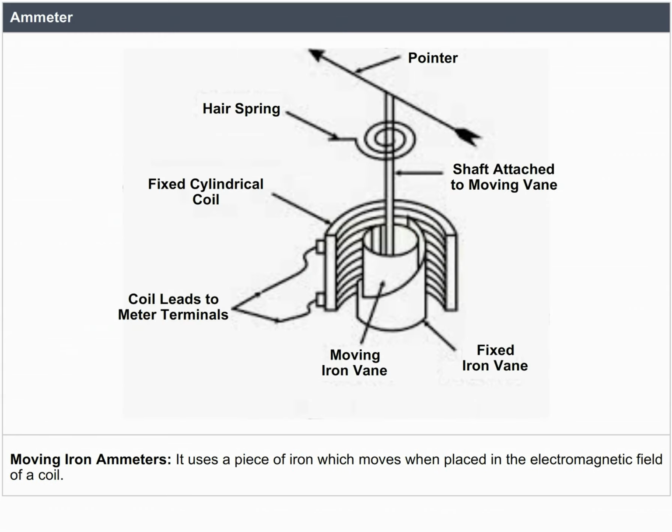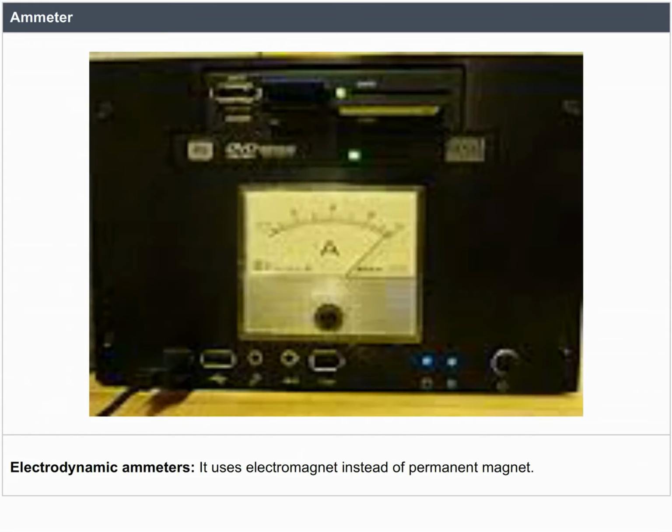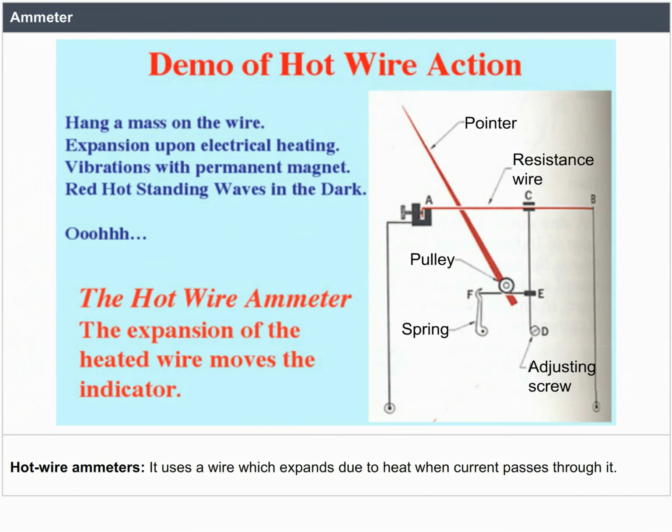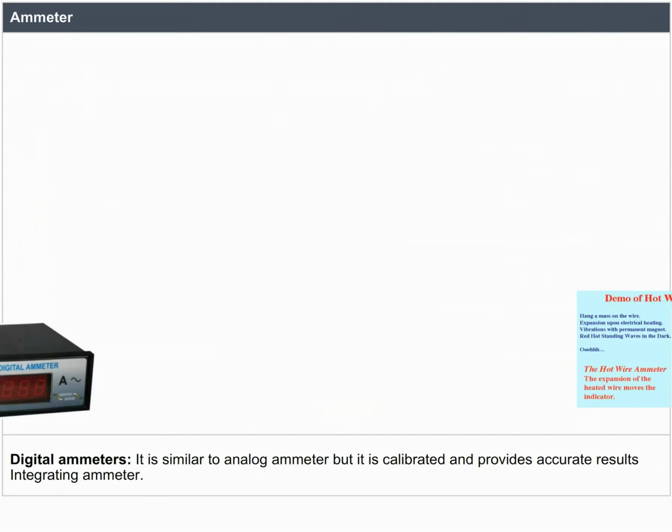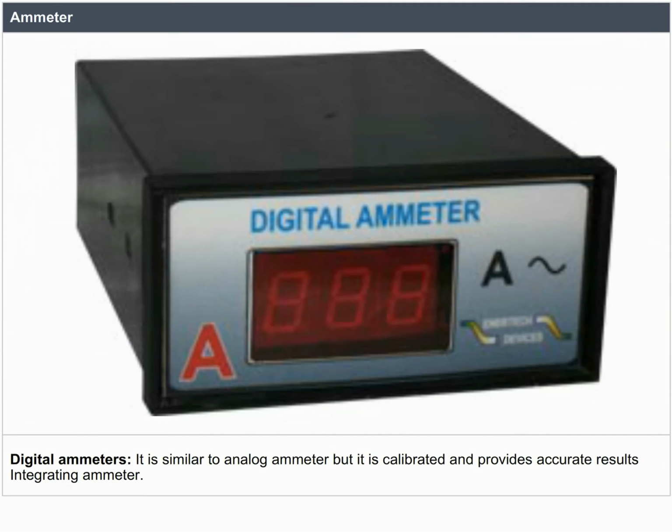Moving iron ammeters. It uses a piece of iron which moves when placed inside the electromagnetic field of a coil. Electrodynamic ammeters. It uses electromagnet instead of a permanent magnet. Hot wire ammeters. It uses a wire which expands due to heat when current passes through it. Digital ammeters. It is similar to analog ammeter, but it is calibrated and provides accurate results.